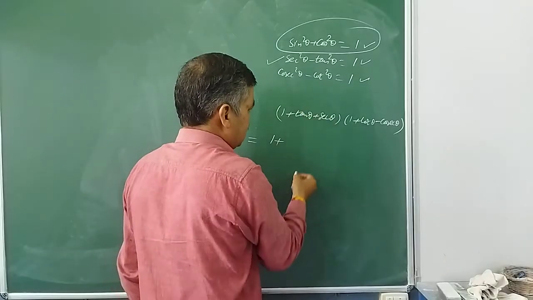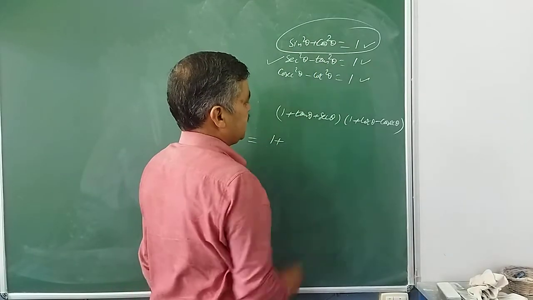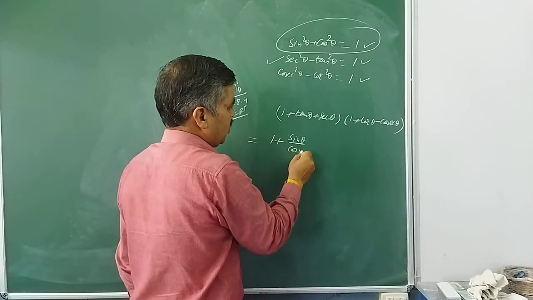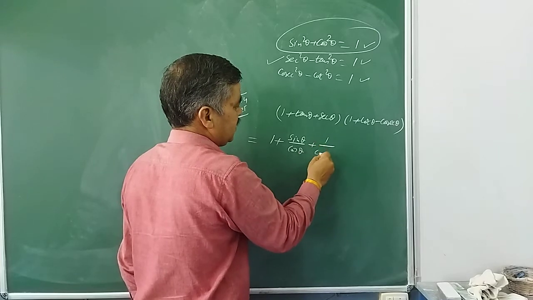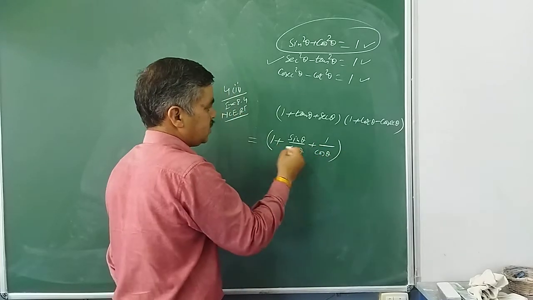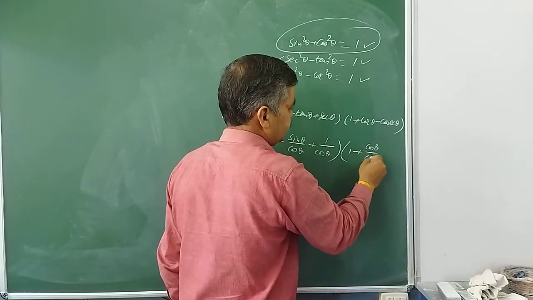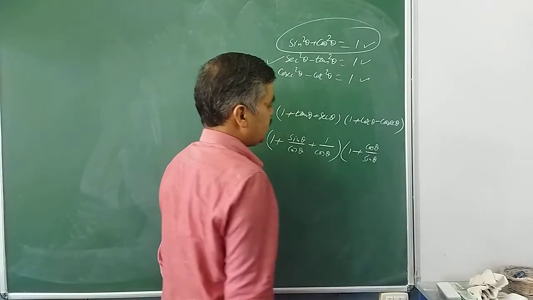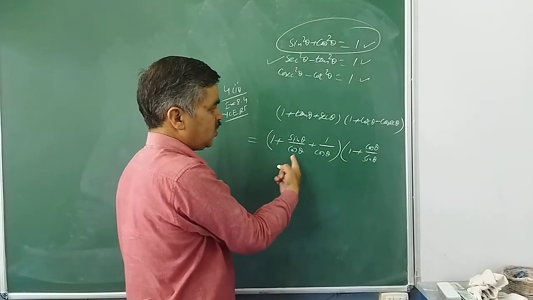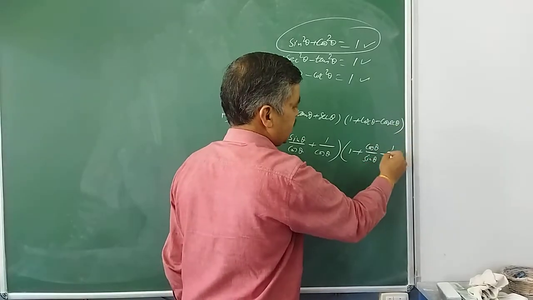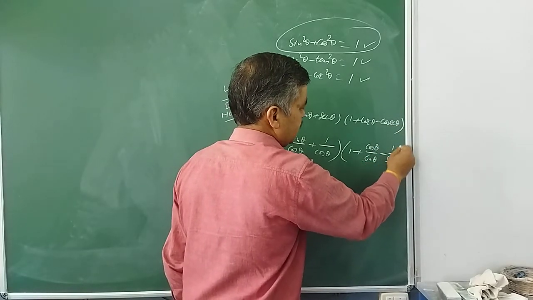So what you will do here is, if you don't know anything, you try to come back in terms of sine and cos. So tangent can be expressed as sine theta upon cos theta, plus secant can be written as the reciprocal of cos. Here also 1 plus cos theta upon sine theta, the reciprocal of tangent. If tangent is sine upon cos, cot will be cos upon sine, and cosecant you know is the reciprocal of sine theta.